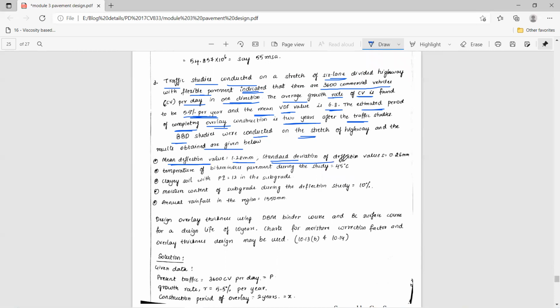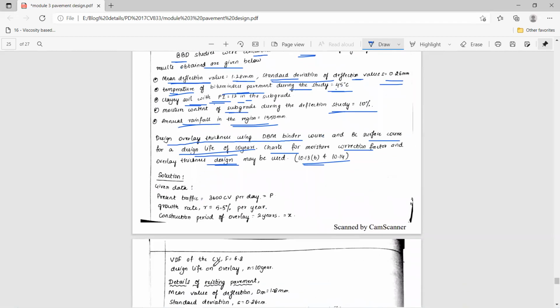The standard deviation of deflection value is 0.26 mm. Temperature of the bituminous pavement during the study is 45 degrees centigrade. Clayey soil with plasticity index 12 in the subgrade. The moisture content of the subgrade during the deflection is 10%. Annual rainfall is 1550 mm. Finally, it asks for the design overlay thickness using DBM binder course and BC surface course for a design life of 10 years. Charts are given for moisture correction factor and overlay thickness, which may be used as 10.13b and 10.14. Now let us see how to solve the problem.